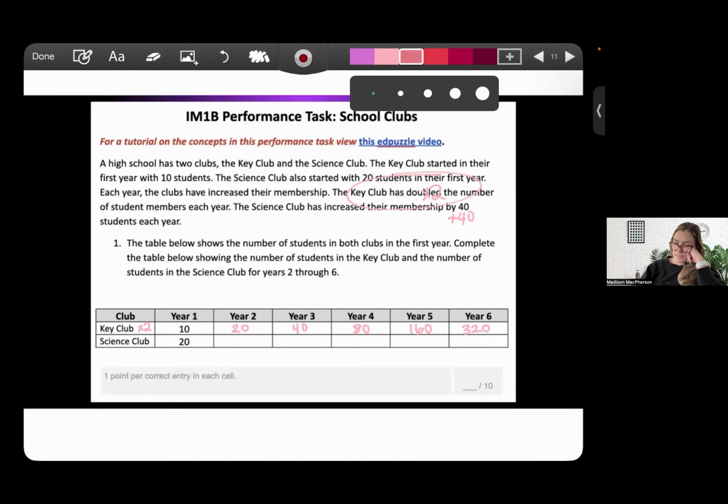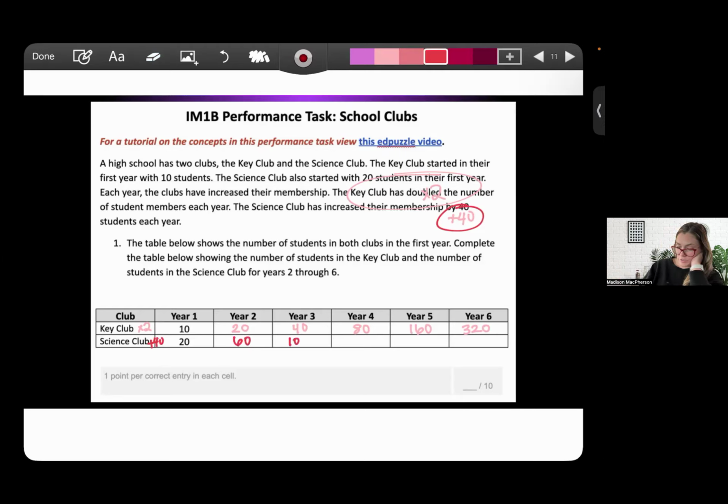All right, now looking at the Science Club, these ones we were adding 40 every time. So 20 plus 40 would be 60. 60 plus 40 would be 100. Keep going, see if you can fill out the rest of that table on your own.